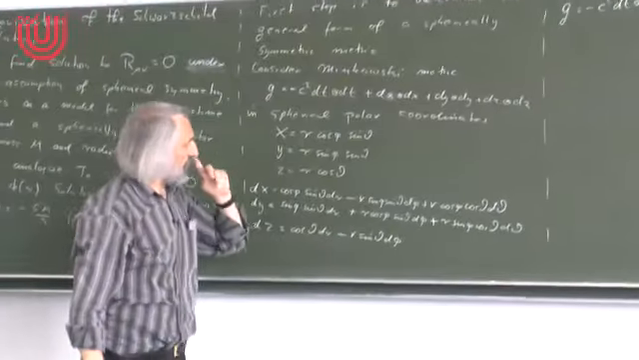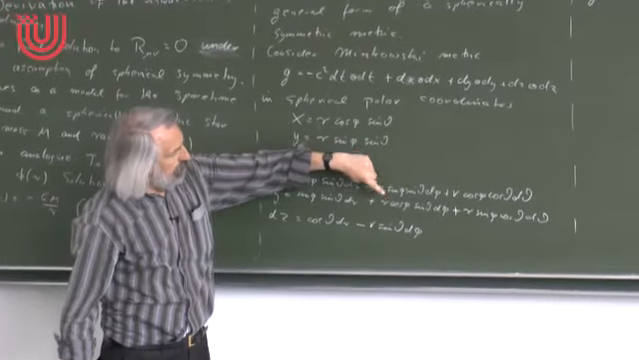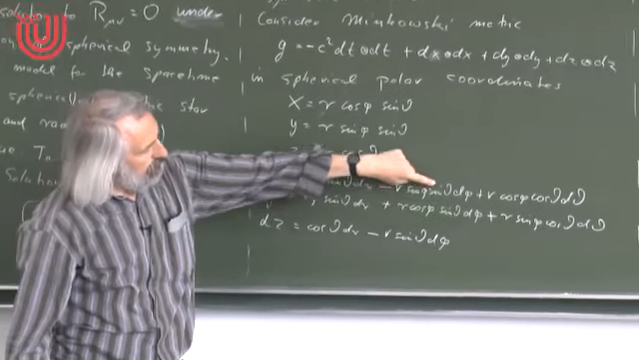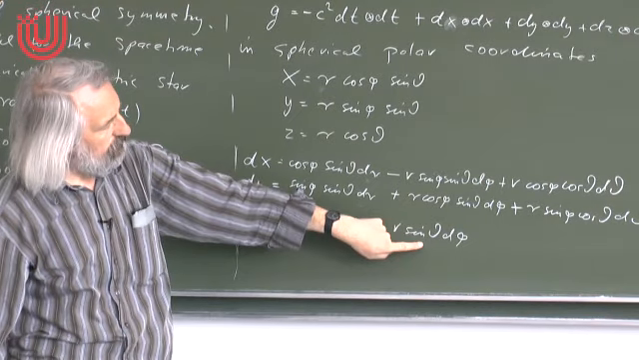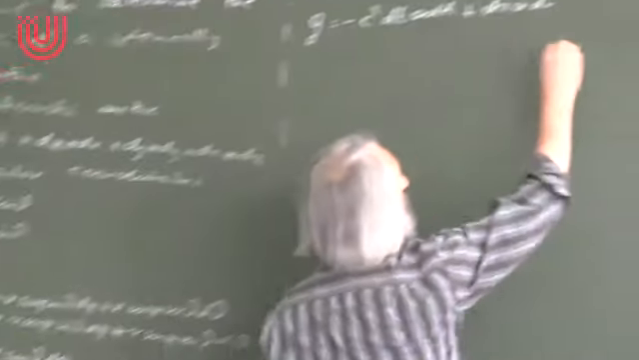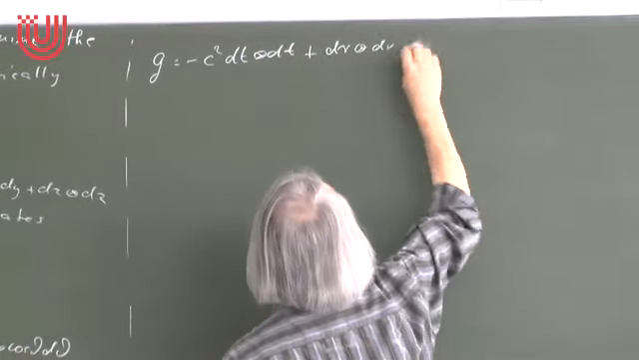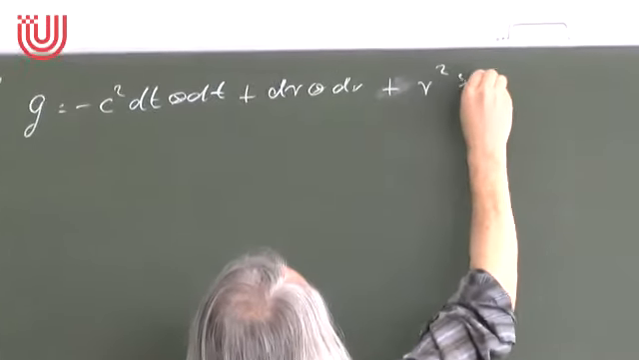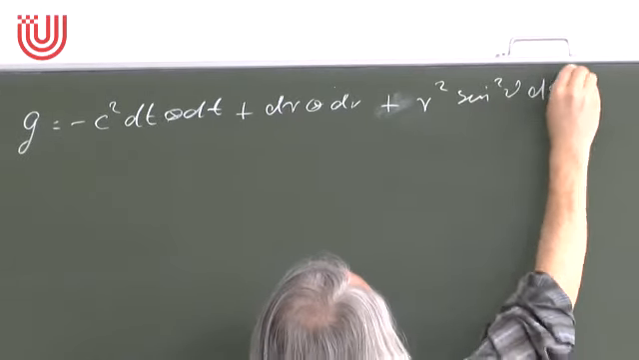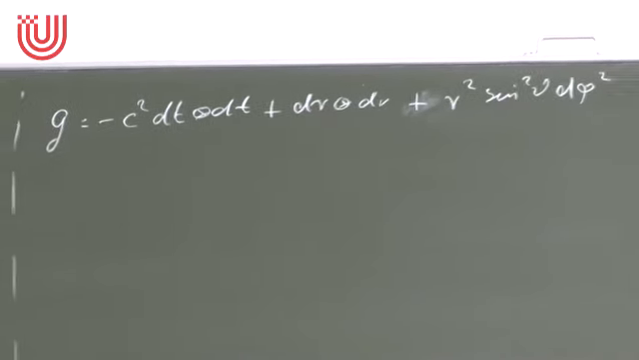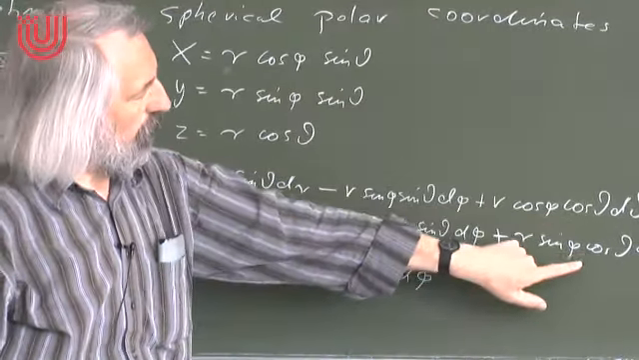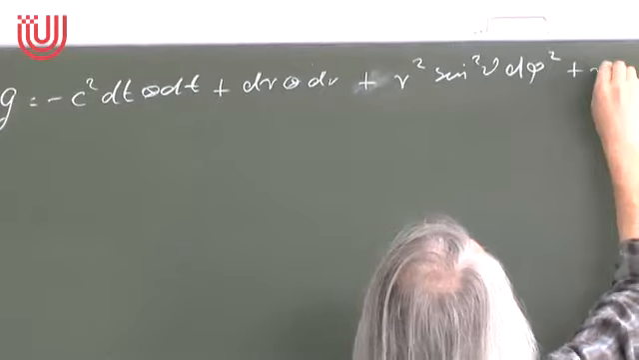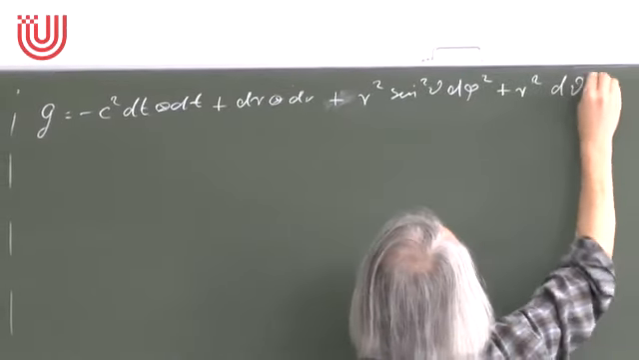What do I get here? Here I have sine phi and cosine phi squared giving a 1. And then sine theta comes in all three terms, so I get this squared. So I get sine theta squared d phi squared, and then r was in front of it. So plus r squared sine squared theta d phi squared. And the last one, here I have cosine and sine squared giving a 1, and cosine squared comes with d theta squared. Plus r squared d theta squared.